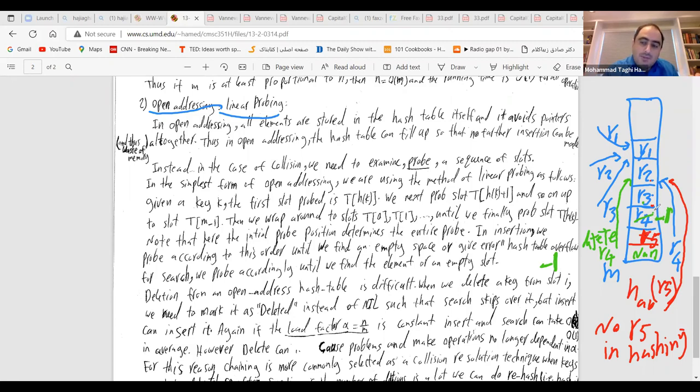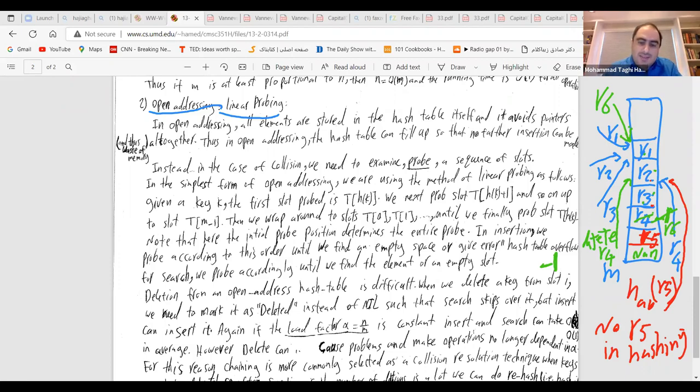So this -1, guys, if another R6 is coming here, there is no space here, no space here, no space here, and no space here. But in the R4 position, it was -1. So we can delete that marker and put R6 there. We can always insert a new element. But this -1 is important to be there so that for the search or delete, you continue. It was not an empty space. Anyhow, that's what is called linear probing.